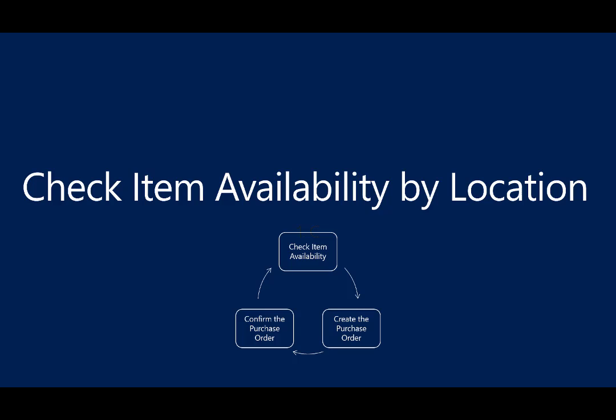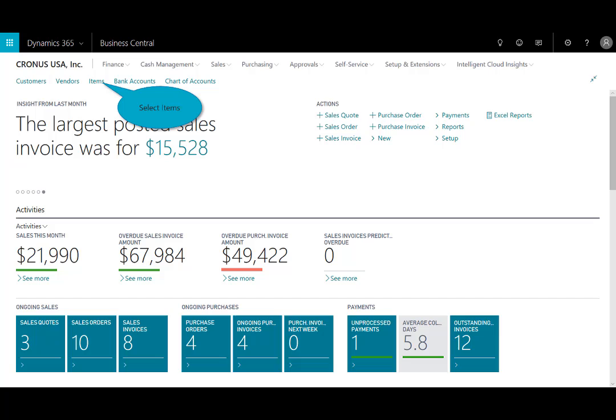So the first scenario is around check item availability by location. And what we'll do is we'll check the item availability, we'll create the purchase order, and then confirm that purchase order. So first, let's go ahead and open up items.